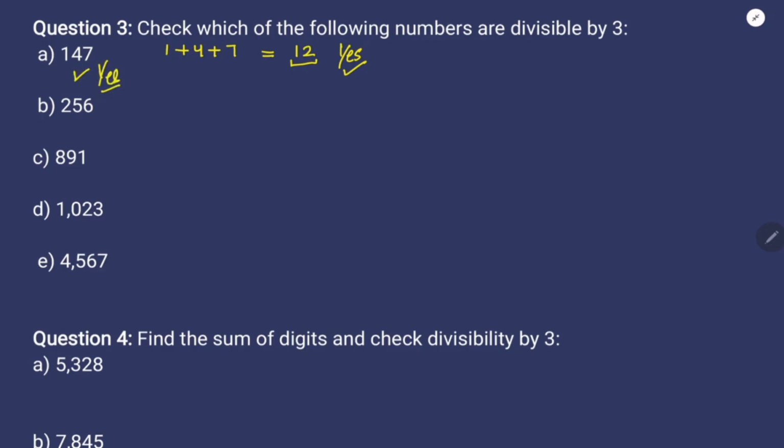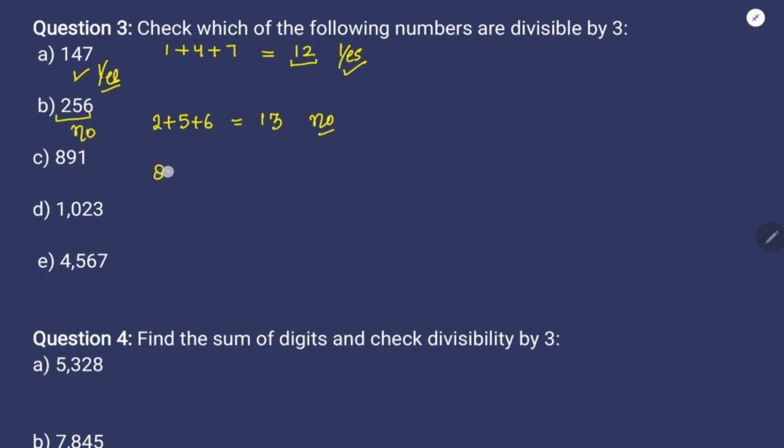So what do you need to do? You need to check the sum. Okay, so 2 plus 5 plus 6. 2 plus 5 is 7. 7 plus 6 is 13. Is 13 divisible by 3? You will say no, it is not divisible by 3. That means 256 is not divisible by 3.